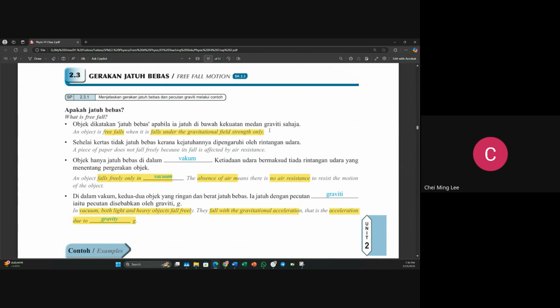You drop something, drop. Yes. So remember, the questions might play around with you with this kind of words. When you say an object has been dropped down, it's under free fall. Okay. So a piece of paper does not fall freely. Why? Because its fall is affected by air resistance. So we can only say it's free fall when it's in a vacuum. Because normally, the thinner the object, the wider it is, the slower it will fall down.